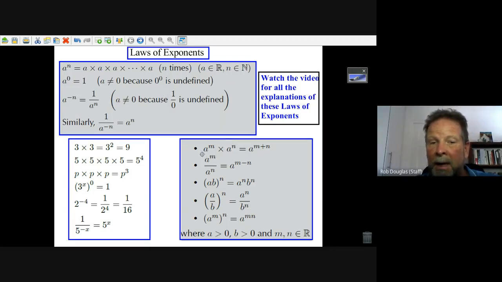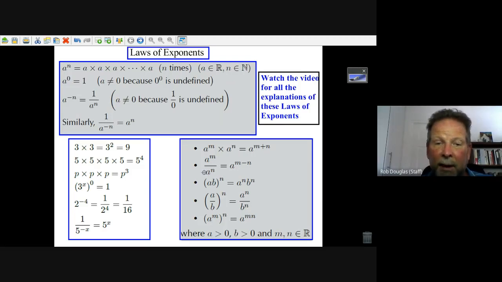But here are the main laws of exponents. When you multiply two things with the same base, you write down that base and you add the exponents. When you divide, you write down the base and subtract the exponents. If you put two things multiplied together to a power, both things are raised to that power, so it's a to the n and b to the n. If you have a ratio, a fraction to the nth power, both things are raised to that power. And the last one, if you have a power and you raise it to a power, you multiply the exponents. Well, that's most of the laws of exponents.